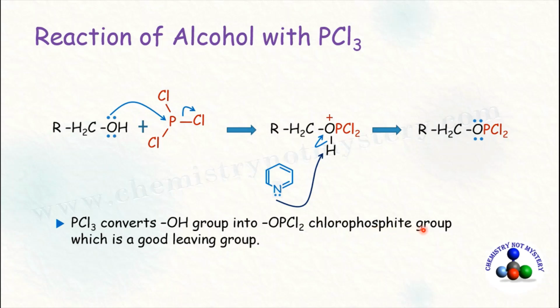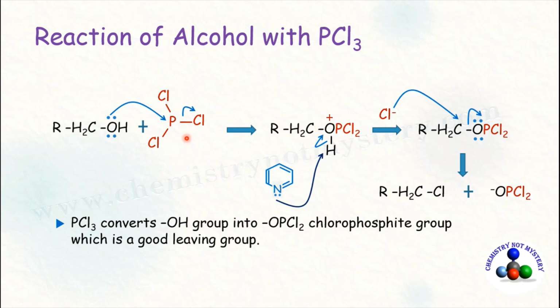It is known as the chlorophosphite group. This group is a good leaving group. So that's how PCl3, without protonation, converts the OH group into a good leaving group, OPCl2. Now the nucleophile, that is Cl negative ion, attacks the carbon and expels this group in the form of OPCl2 negative ion, and gets attached itself to the carbon. So this is another way to form alkyl chloride from alcohol, by using PCl3.